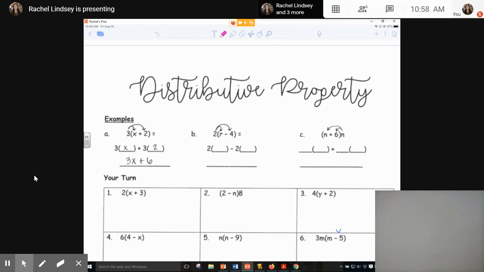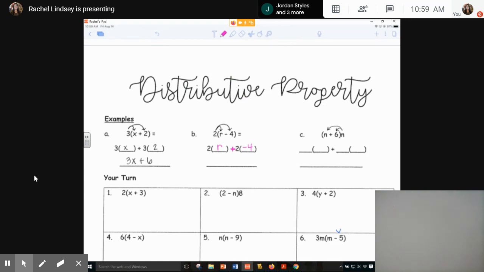When you distribute, that means when you're multiplying something by a binomial, you take what's outside and distribute it inside. So on this first one, you have 3 times x and 3 times 2. Multiply those and you get 3x plus 6. On B, we're going to take 2 times r, and 2 times negative 4. And on your packet, that should be positive right there. So if it's not, change that to a plus.